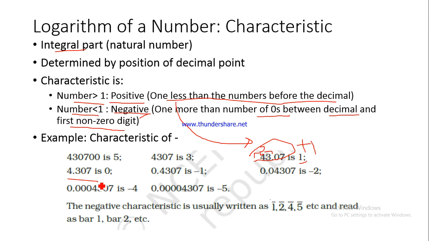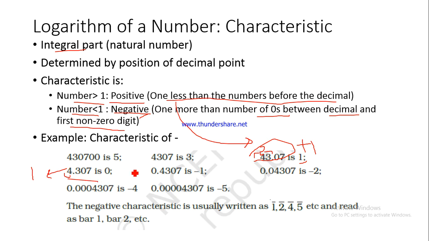Now, this one is 4.307. The number is greater than 1, and so the characteristic is going to be positive. Since the total number of digits before the decimal is 1, there is just the 1 digit 4, deducting 1 would give us 0, so the characteristic would be 0 here, right?